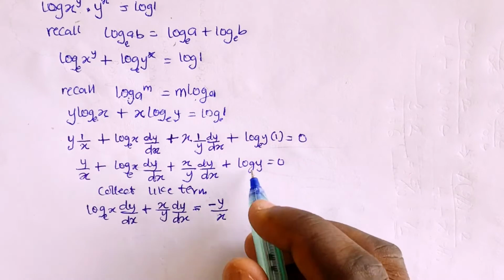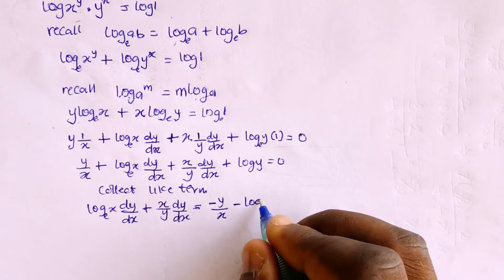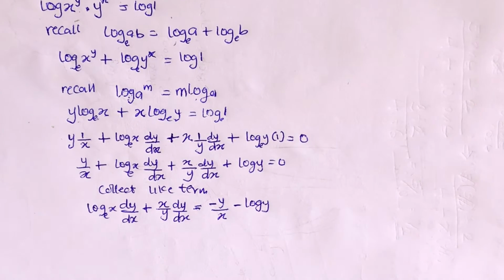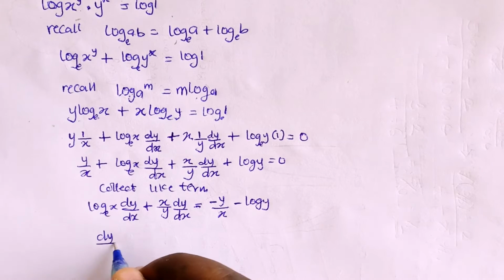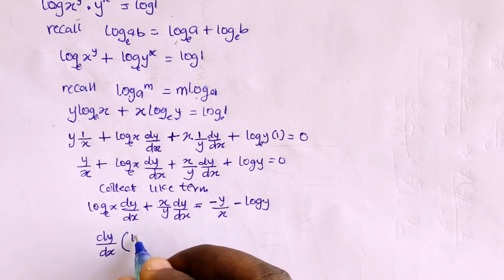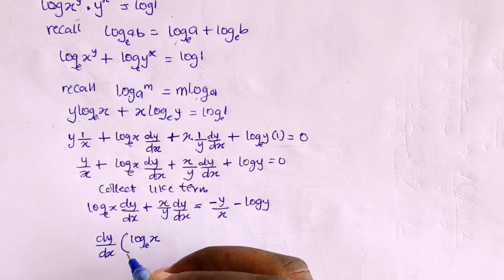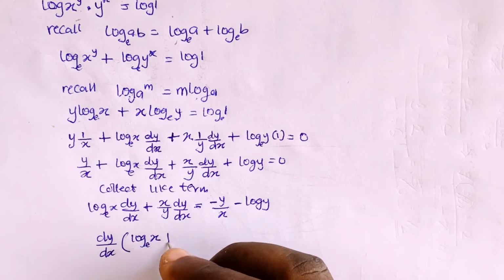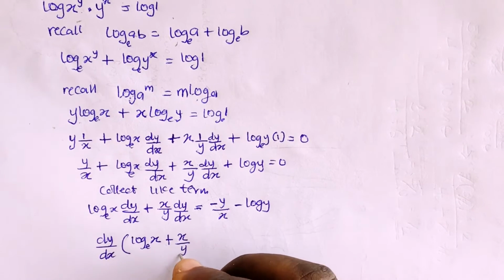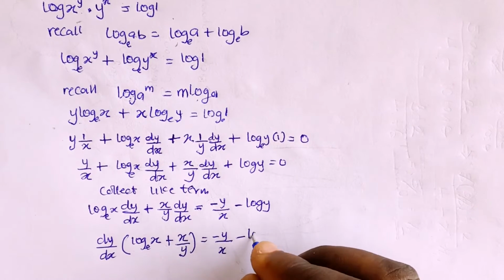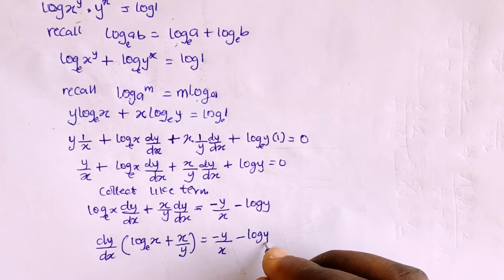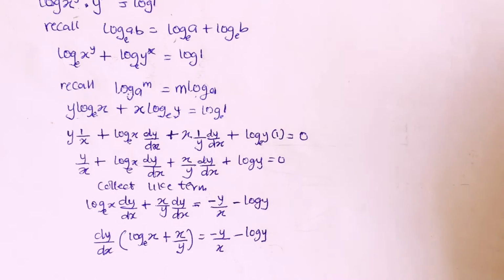That's the first case, and also this, that's minus log y. Can you see that? So here I can actually factorize the dy/dx. So factorizing the dy/dx, I'll be having log x base e plus x over y equals minus y over x minus log y. Right? So now, what other thing can I do here?